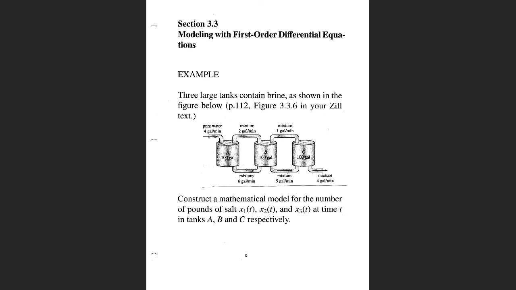You have tanks A, B, and C, and the tanks are connected to each other. What we want to do is construct a mathematical model for the number of pounds of salt, X1, X2, and X3, at time t in tanks A, B, and C, respectively. Okay, that's what we want to do.